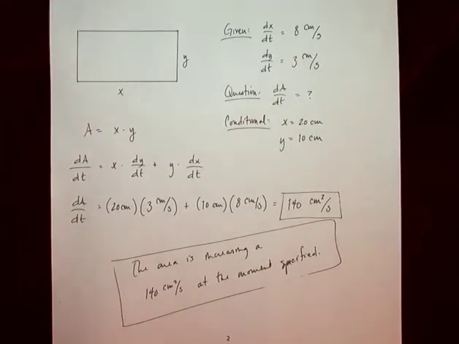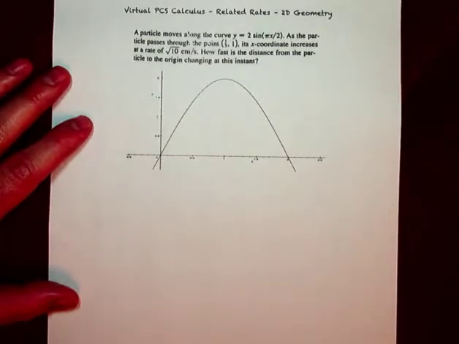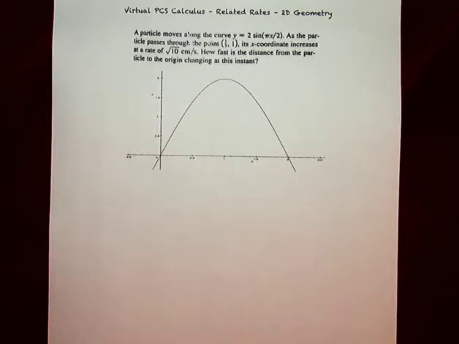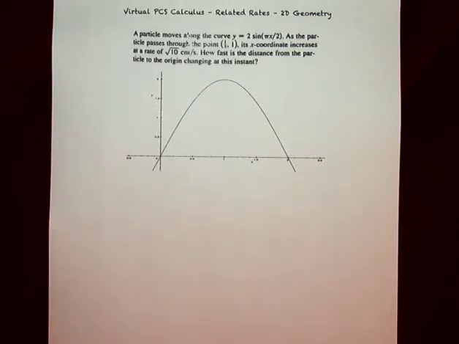Now this next one, I probably shouldn't do this one second, but let's go ahead and just jump right in. A particle moves along the curve, and this is the curve. I've gone ahead and given you the graph. y is equal to 2 sine(pi x over 2). So that's basically pi over 2 x. Pi over 2 is our b value, right?